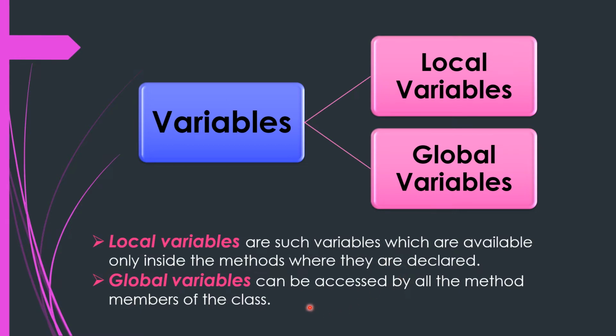And if we talk about global variables, then they can be accessed by all the method members of the class. Means it doesn't matter where you have specified them, they will be accessed by all the method members of the class. They will not be restricted to any specific method. And on the other hand, local variables are restricted, in that they are only available inside the method where you declare them. And global variables can be accessed by all the method members of the class. I hope you understood the difference between these two.